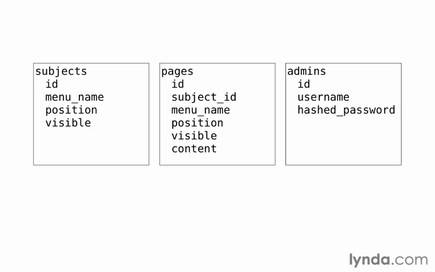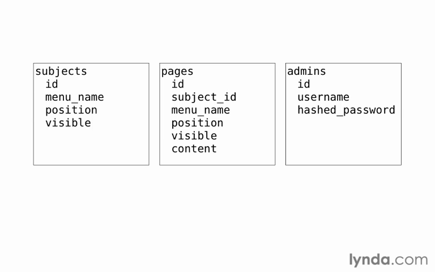Now, we already created both the subjects table and the pages table back in chapter 13. If you don't have them already, you'll want to either jump back there to learn how, or load the SQL that's included with the exercise files so that you'll have them. What we don't have yet is our admins table. Now, it's a pretty simple table, and in our simple model, it doesn't have a relationship to the subjects or the pages.